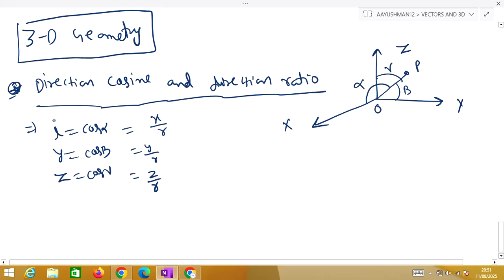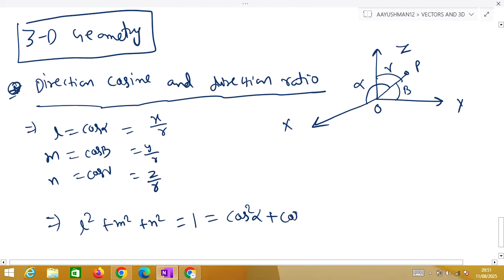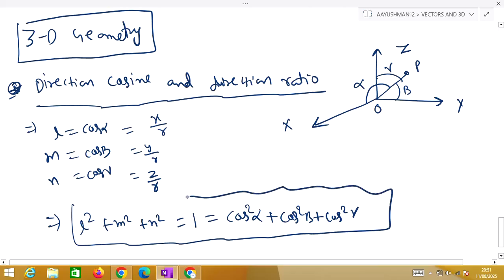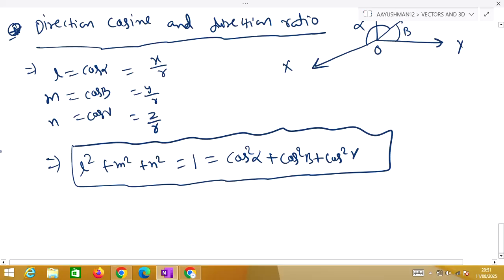If you want to find out, this is LMN, what it is actually: L, M and N. Then we also know that the result L square plus M square plus N square is equal to 1, and this is same as you can write cos square alpha plus cos square beta plus cos square gamma, this value is equal to 1 भी है, ठीक है ना?